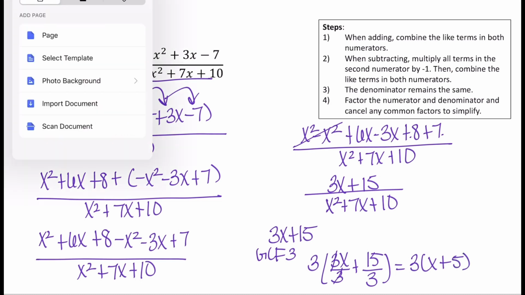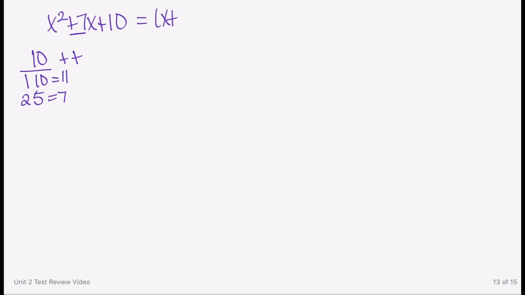So now let's factor the x squared plus 7x plus 10. So the 10 is what we need to factor. We need two factors of 10 that add up to 7. Since 10 is positive, the factors are going to have the same sign. And since 7 is positive, that sign will be positive. So we have 1 and 10, and we have 2 and 5. 1 and 10 adds up to 11, but 2 and 5 does add up to 7. So the factors are x plus 2 and x plus 5.